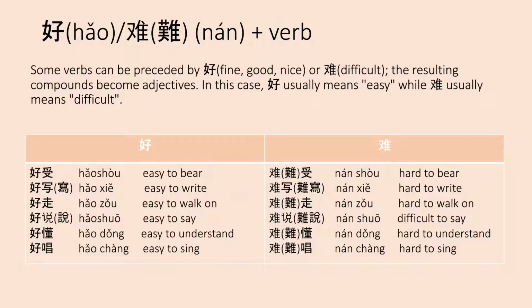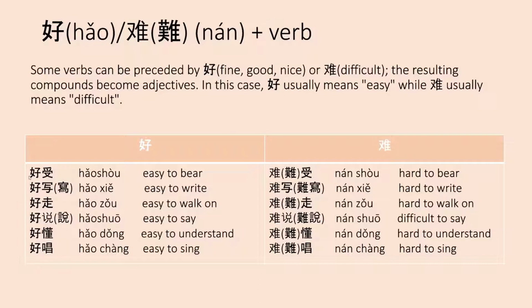The second grammar point for lesson 18 dialogue 1 is 好 or 难 plus verb. Some verbs can be preceded by 好 or 难. The resulting compounds become adjectives. In this case, 好 usually means easy, while 难 usually means difficult. And I have a little table chart here to help you understand.